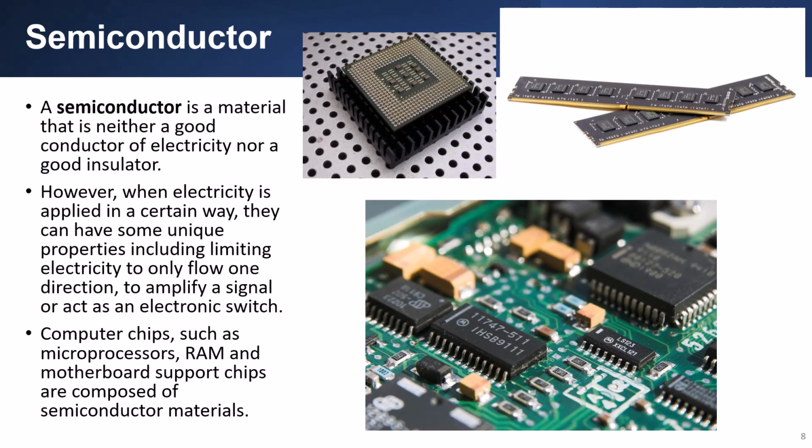A semiconductor is a material that is neither a good conductor of electricity nor a good insulator. However, when electricity is applied in a certain way, they can have some unique properties, including limiting electricity to only flow in one direction, amplifying a signal, or acting as an electronic switch. Computer chips such as microprocessors, RAM, and motherboard support chips are composed of semiconductor materials.